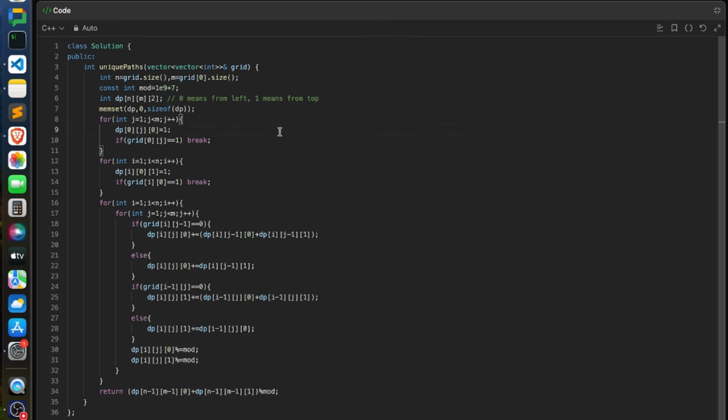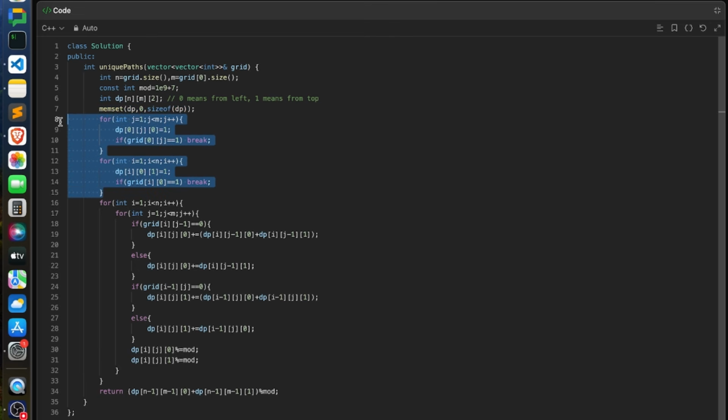This is the code of the third problem. So n is the number of rows, m is the number of columns. This is my modulo 10 to the power 9 plus 7, right? This is my DP array. I have taken a 3D DP. I have explained in the explanation part why I have taken one extra dimension in the original DP. So the size is 2, meaning it could be either 0 or 1. 0 means you are reaching the cell from the left direction, and 1 means you are reaching that cell from the top direction. I have initialized it to 0.